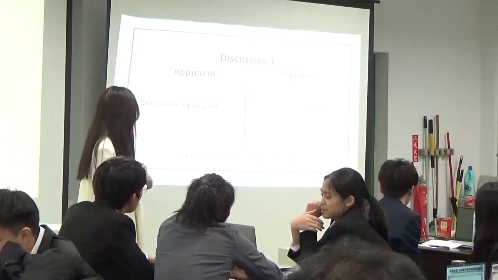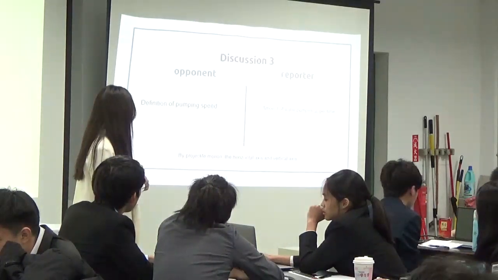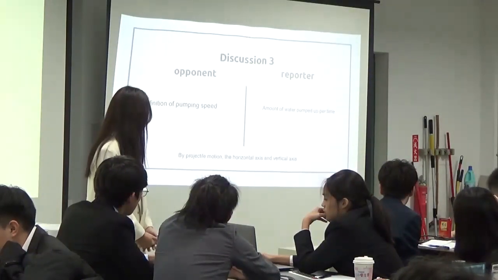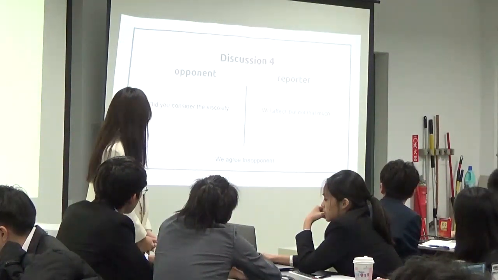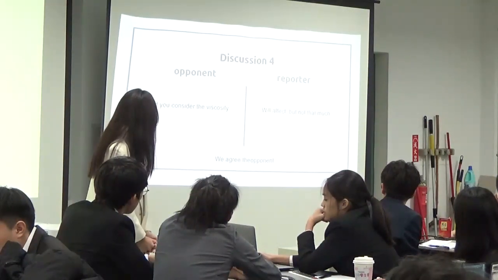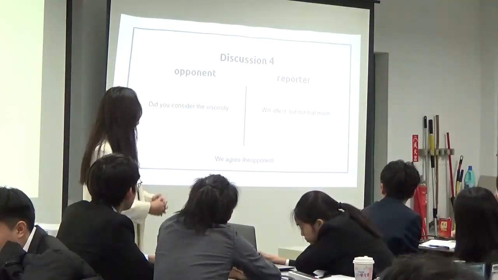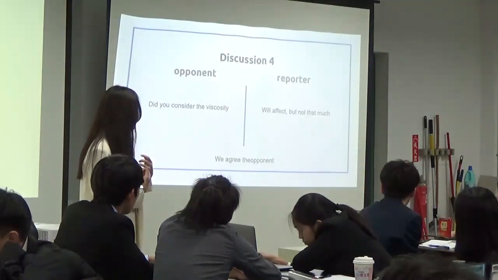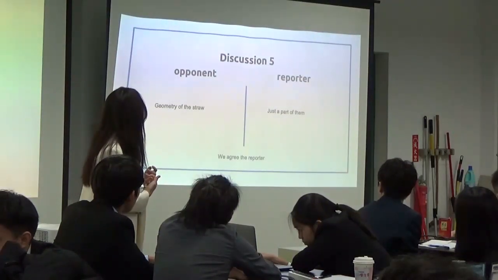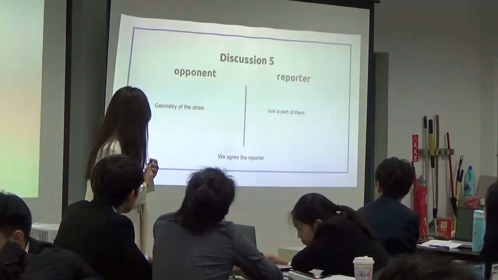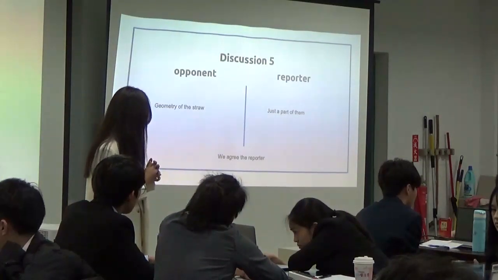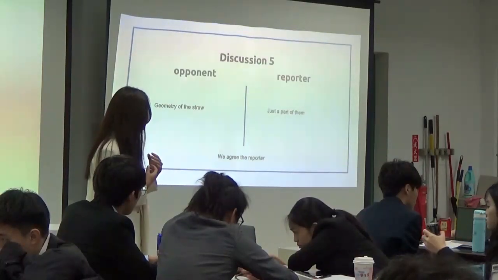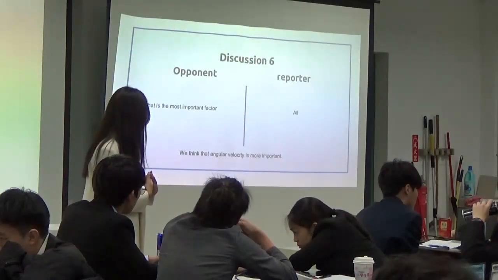And we think that maybe they can try to measure it by projectile motion, using the horizontal axis and the vertical axis. Their fourth discussion is whether they will consider the viscosity, and the reporter answered that it will affect, but not much, so they don't think it matters. And we agree with our opponent. For discussion 5, they asked about the geometry of the straw, and they mentioned the whole geometry of the straw. They answered that it's a part of that, and we agree with the reporter.